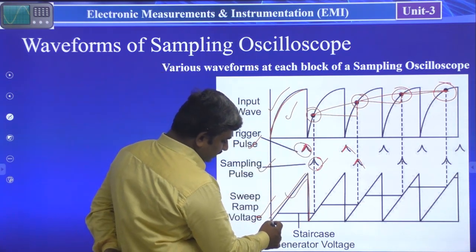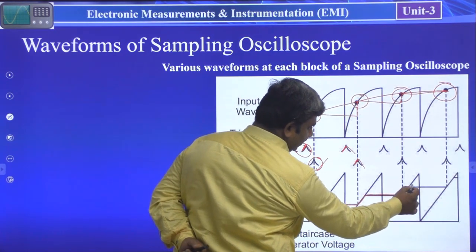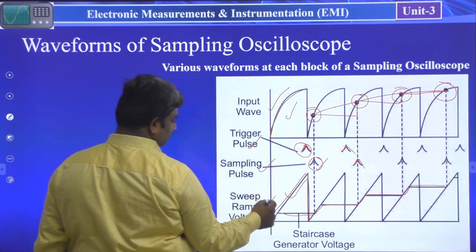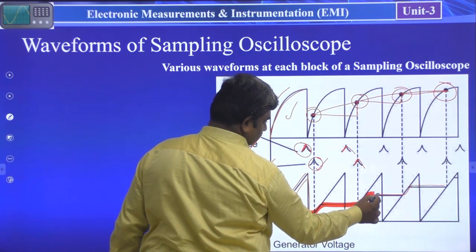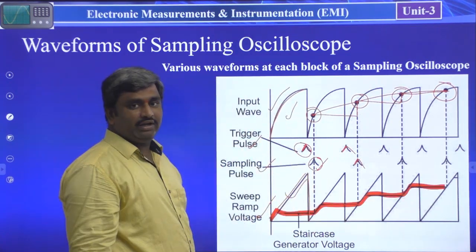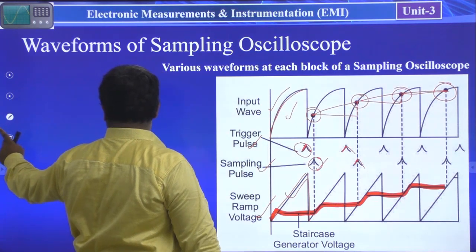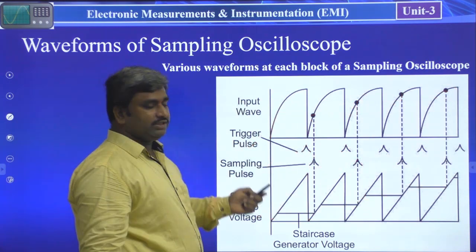So see here, you can see the signal. This is the final edge signal behavior. Okay, that we will see with a highlighter. So this is the final edge signal we have observed. So this is the waveform.